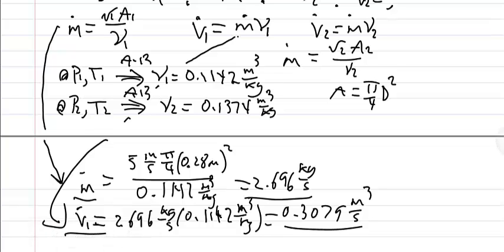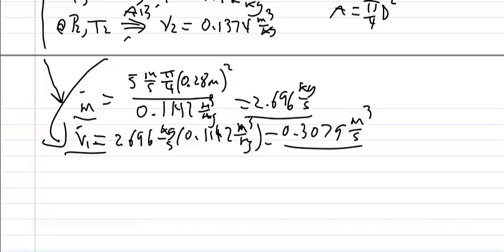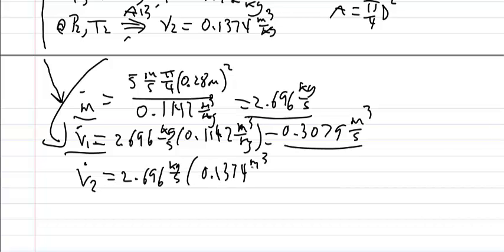Next, we're going to continue. Let's find the volumetric flow rate at point 2 now. So V dot 2, using the same equation as we just saw above, mass flow rate times specific volume. So we get 2.696 kilograms per second multiplied by 0.1374 cubic meters per kilogram. And this gives us a volumetric flow rate at the exit, 0.3705 cubic meters per second.